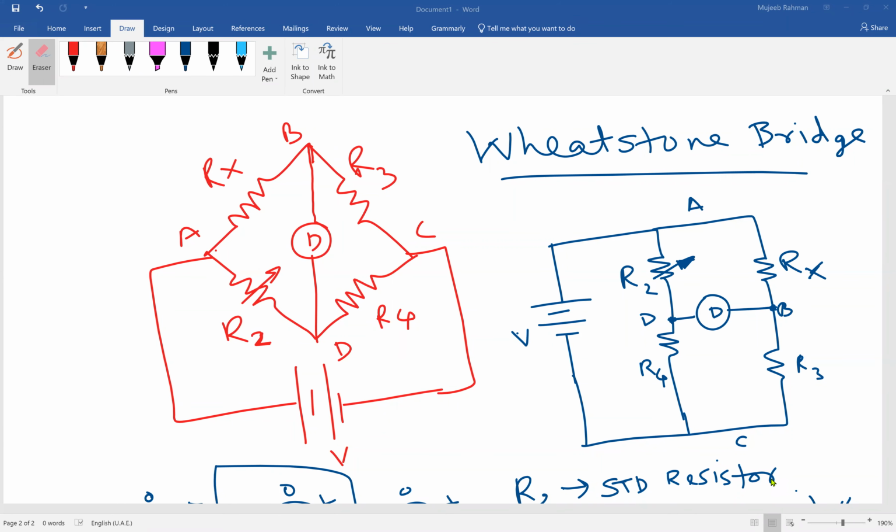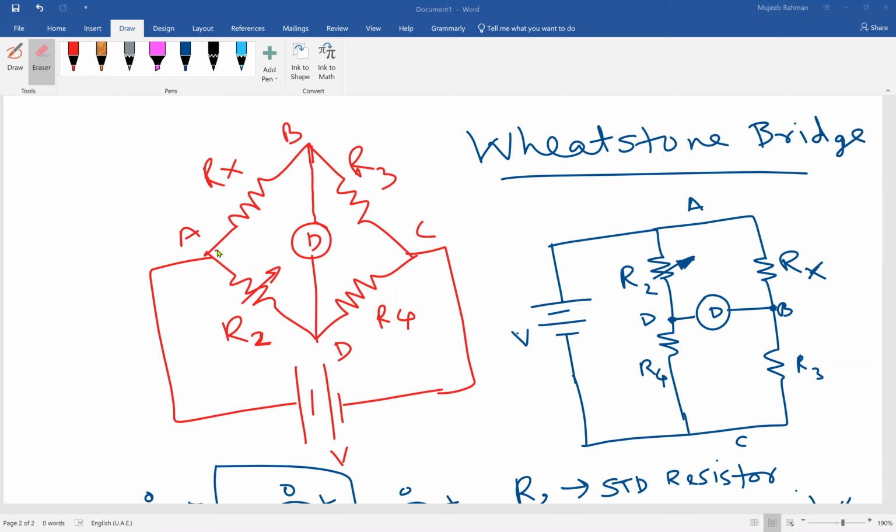Wheatstone Bridge is basically used for the measurement of an unknown value of resistance, normally a medium value resistance up to 100 kilo ohm. So if there are cases where we have to find out the value of an unknown resistor, that unknown resistor can be measured by using a Wheatstone bridge. So let us look at the structure of a Wheatstone bridge.